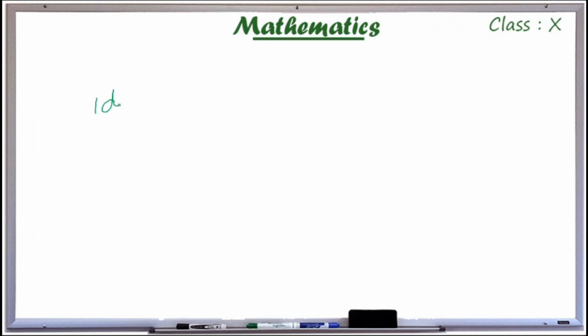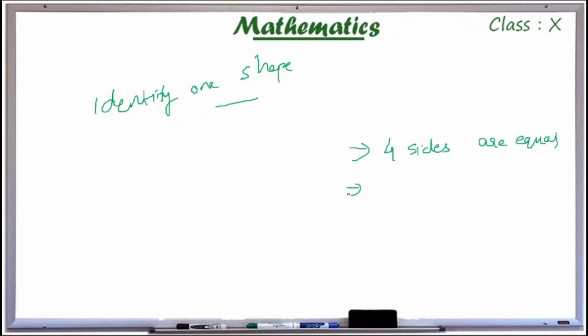Now identify one shape. The peculiarities are: four sides are equal and diagonals are the same. Four equal sides, we have square and rhombus, and diagonals the same means it is a square. So you have to identify each shape from its peculiarities regarding sides and diagonals.